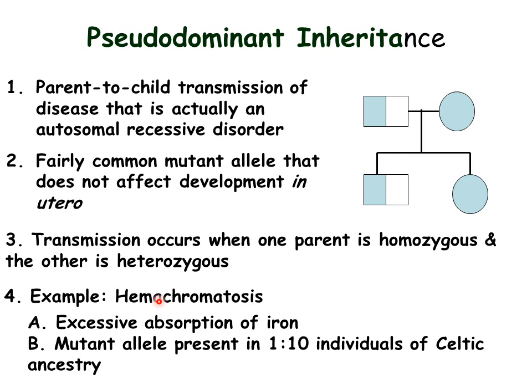Actually, this should be an O, not an A. Hemochromatosis involves excessive absorption of iron, and this can lead to liver problems and a number of other things. And believe it or not, the mutant allele is present in 1 in 10 individuals of Celtic ancestry. So if you've got a little Scotch or Irish in there, you may have a bit of a chance for that.